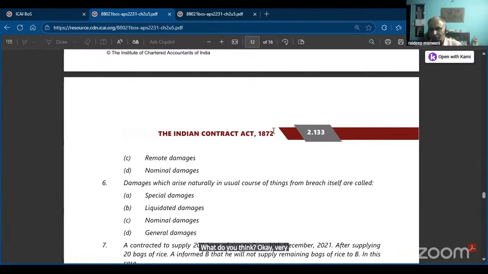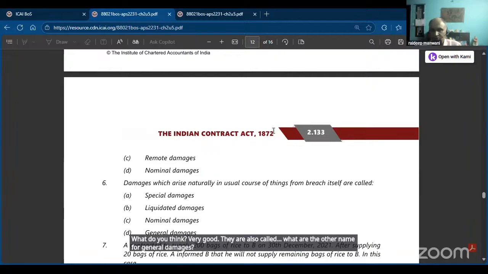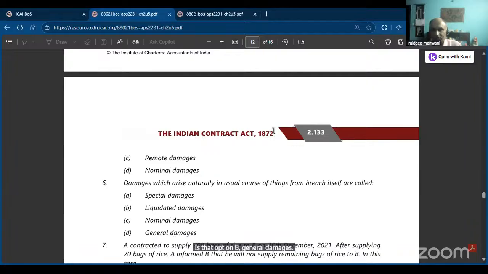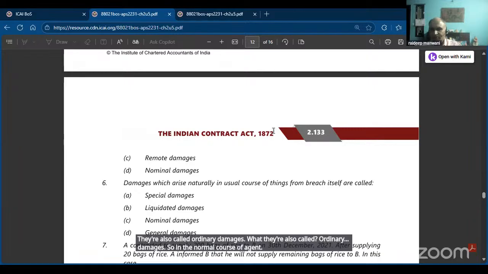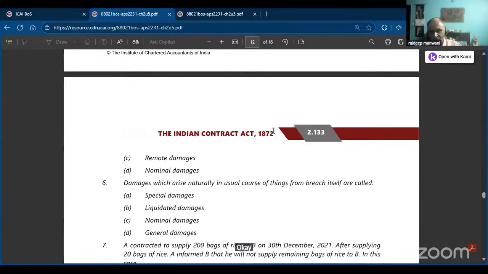What are other names for general damages? They are also called ordinary damages. So in the normal course of business, 10 rupees is the market price, contract price, whatever the difference in contract. Okay. Next one.